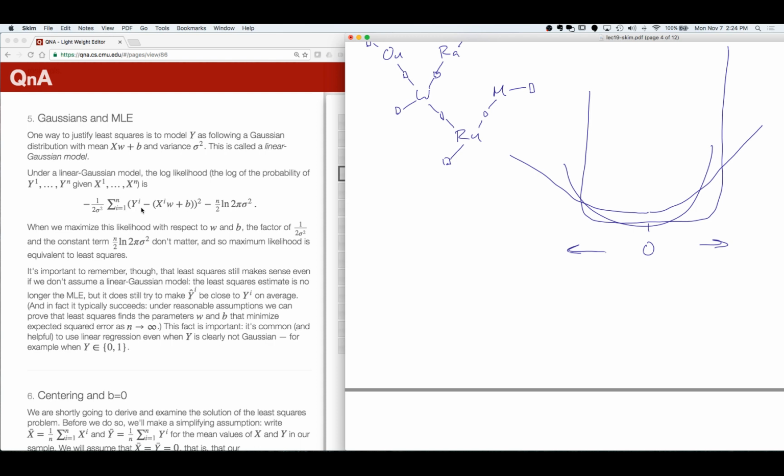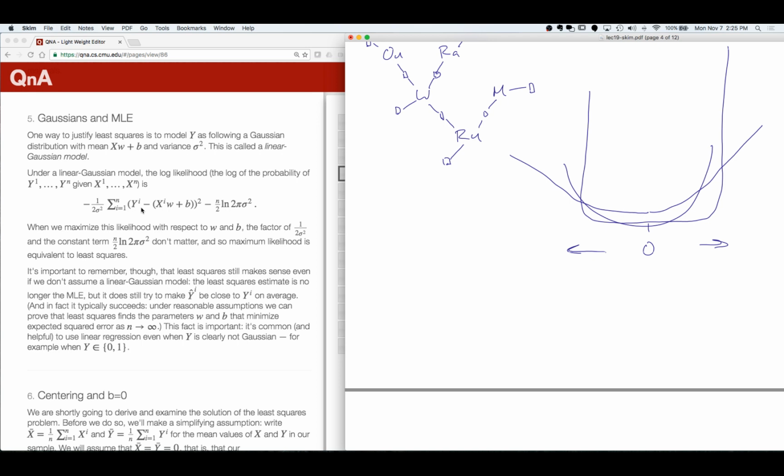But it's really important to remember that this is not the only possible way to justify least squares. Least squares actually makes sense a lot more generally than just in the linear Gaussian model. In particular, anytime we would like y hat to be close to y, then least squares tries to achieve that. And in fact, it typically succeeds. You can actually prove that in the limit of having lots of data, least squares will converge to, in some sense, the best possible model, the one that actually does minimize the expected squared error of our predictions.